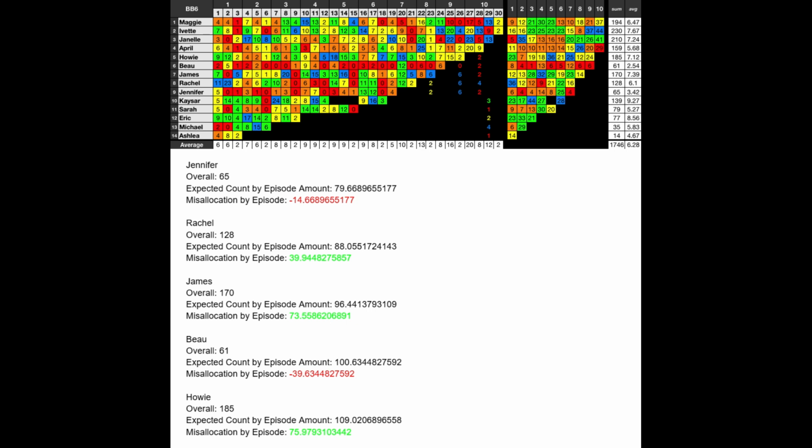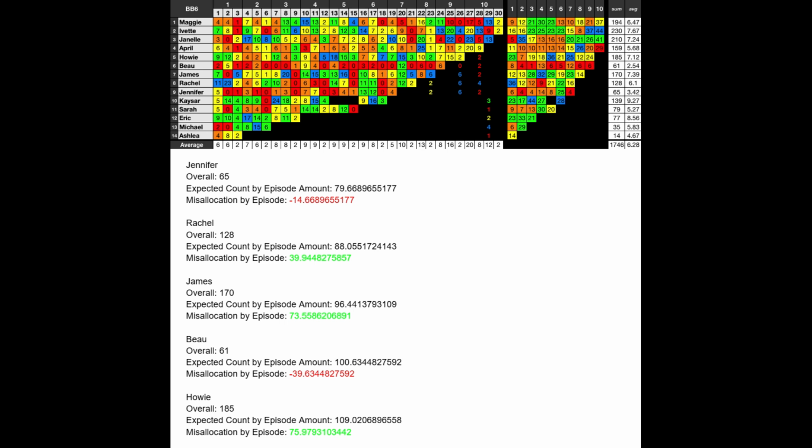Her expected count by episode amount is 79.66, meaning her misallocation by episode is negative 14.66, meaning that she has less diary rooms than she should have, meaning that she has a negative balance. Rachel has an overall diary room count of 128. Her expected count by episode amount is 88.05, meaning her misallocation by episode is 39, which is a pretty decent gap.